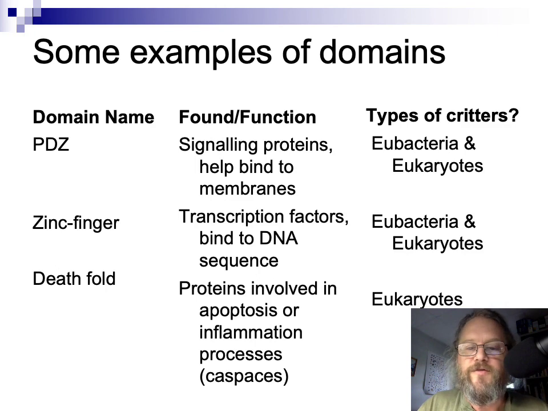Zinc fingers, another famous one, so it obviously involves the protein grabbing some zinc, but you'll find these in the transcription factors. Those are, of course, proteins that part of their job is to bind to DNA sequence. Again, find them in all kinds of life on the planet. Ancient protein domain. My favorite, because its name is actually deathfold. So that says something about me, I suppose, but these are found in proteins that are involved in apoptosis. For example, caspases, all right?